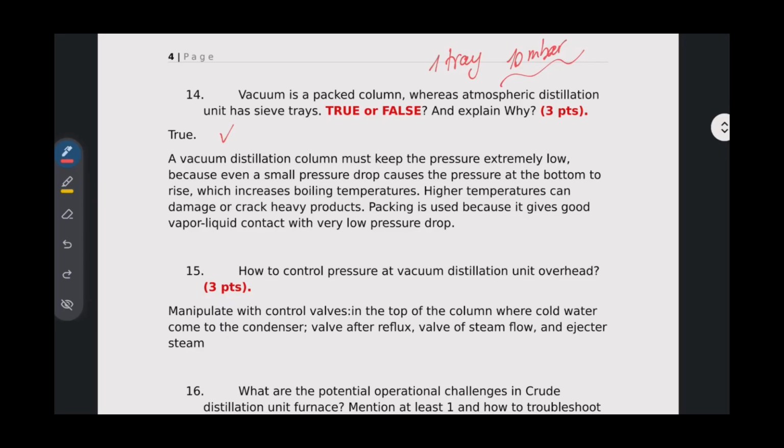Packing is used because it gives good vapor-liquid contact with very low pressure drop. It's not always the case, that's why I'll not give the whole point. I'll give 1.5 points. As I mentioned, vacuum columns use packing because of the pressure drop, and this is very critical for vacuum conditions. But for atmospheric ones, we'll say that higher pressure drops are more tolerable.